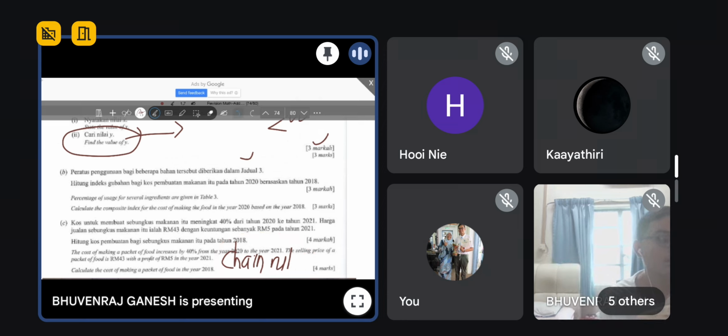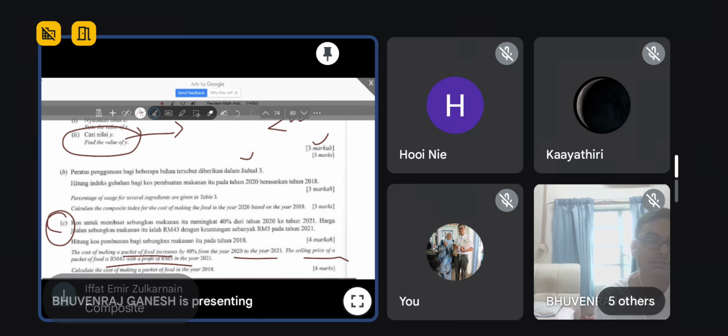Okay? So, first of all, kalau kamu nampak soalan ni, if you refer this whole question, right? Are we talking about composite index or price index for question C? Kita bincang yang mana sekarang? Indeks harga atau indeks perubahan? Mana satu untuk soalan C? Yes, we are actually talking composite.